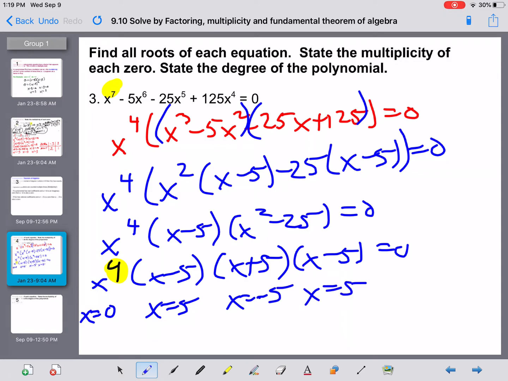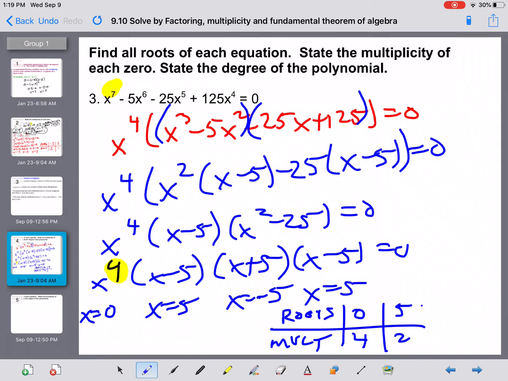So if we were to make our chart, and they ask for roots or zeros, those are the same thing, terminology referring to the same thing. So if we make our chart, 0 occurs 4 times because we have that x to the 4th, and then positive 5 occurs twice, and then negative 5 occurs 1 time. And then we should know that our degree is going to be 7 because of the original problem like we said, but we should also be able to add up 4 plus 2 is 6 plus 1 is 7.